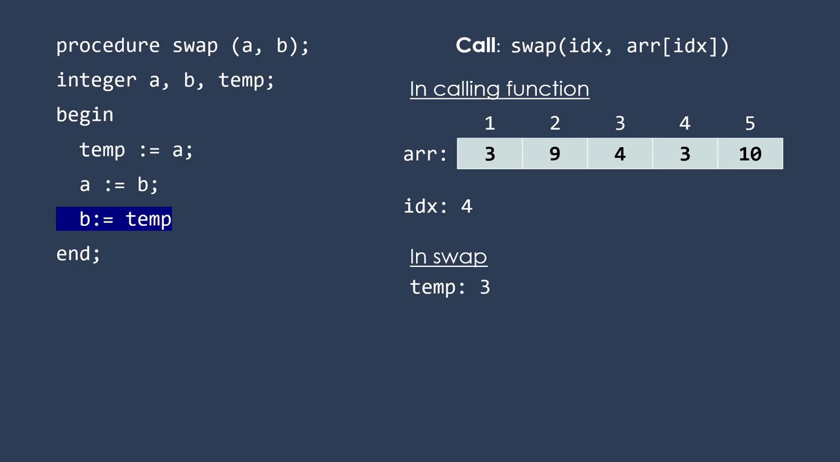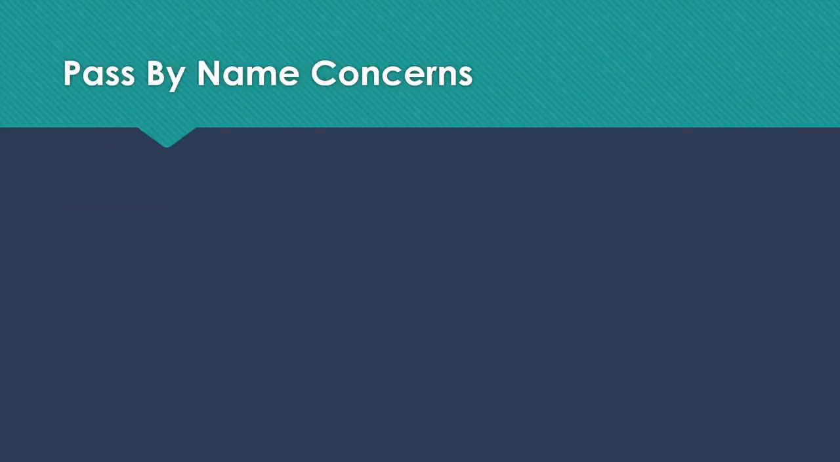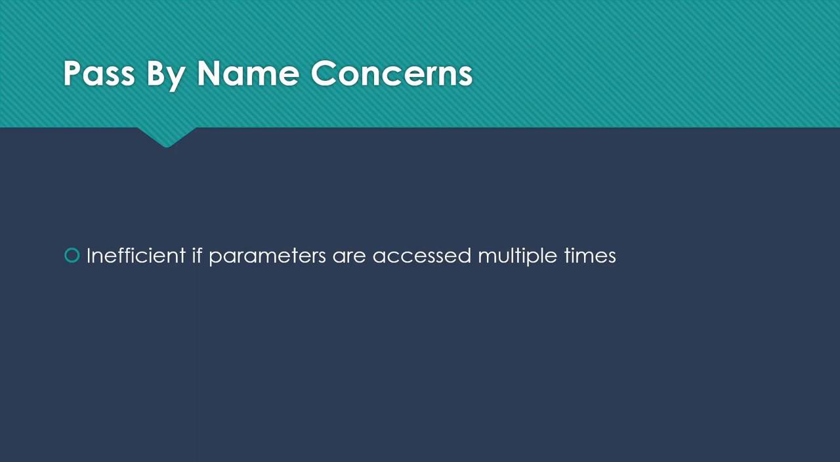In addition to this issue that we can come up with these interesting interactions if we deal with an index and the array that we're indexing into with it, we have a couple of other concerns with pass by name. One of them is simple inefficiency. If we're going to access the parameters multiple times, each time we access it, we have to recompute what it is. So this makes it far more inefficient than something like pass by reference or even pass by value. May copy something large, but we're only going to copy it once.